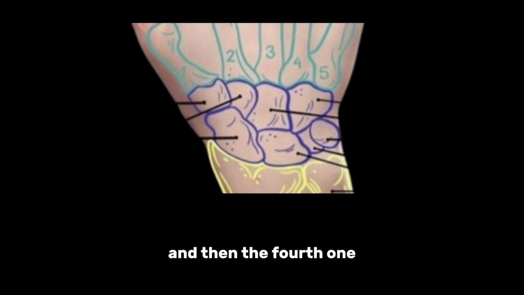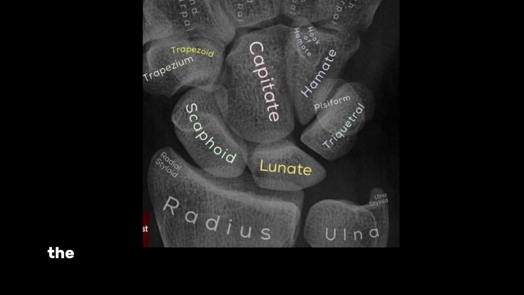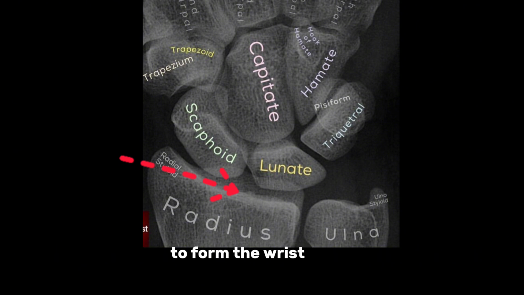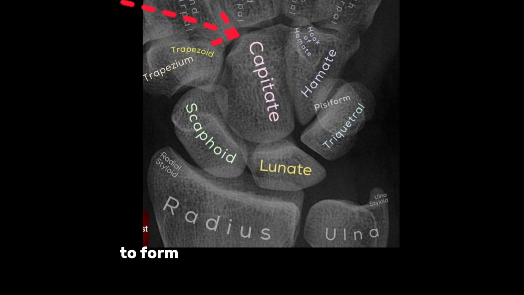And then the fourth one in the distal row of the carpal bones is the hamate. The hamate is recognized by its hook-like projection that provides attachments for ligaments. So here are key features about the carpal bones you have to remember. Number 1 is the articulation. The proximal row articulates with the ulna and radius to form the wrist joint. And then the distal row articulates with the metacarpals to form the carpometacarpal joints.